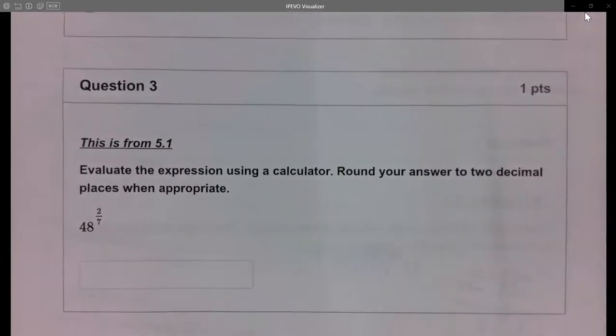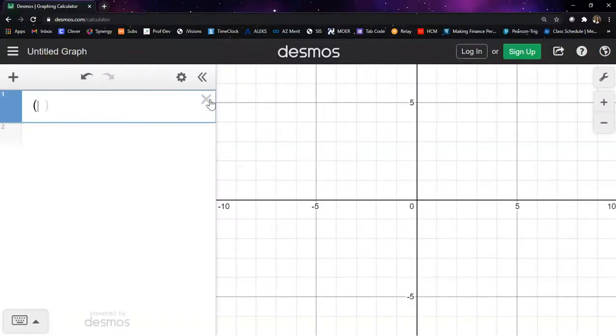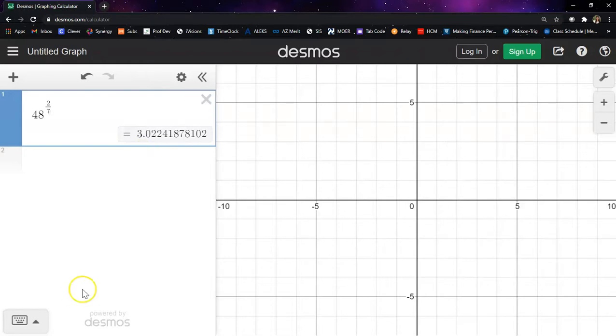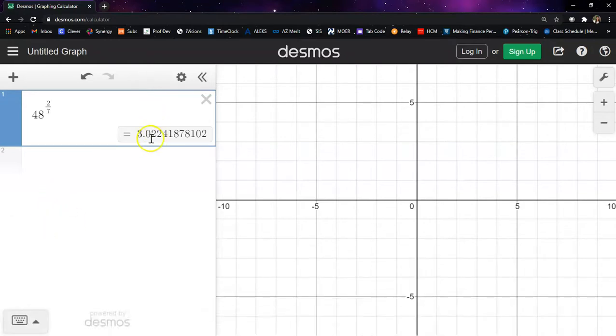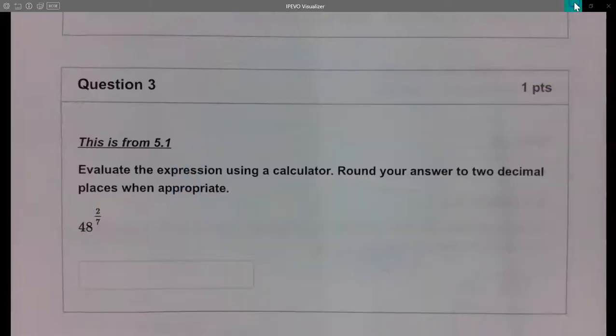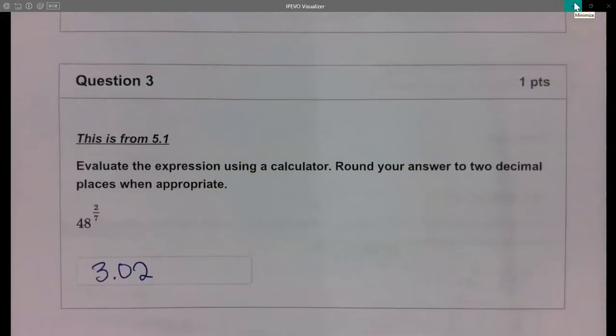This one wants me to evaluate using a calculator, so I just need to go to Desmos and type this one in. So this one is 48 to the 2/7. Remember, to get an exponent on Desmos, I can either do Shift 6 or use this little keyboard down here. If I click on it, there is an exponent button here. I would press the A to the B to get an exponent. So anyways, my answer here is 3.02. And that one I just get from typing into Desmos.